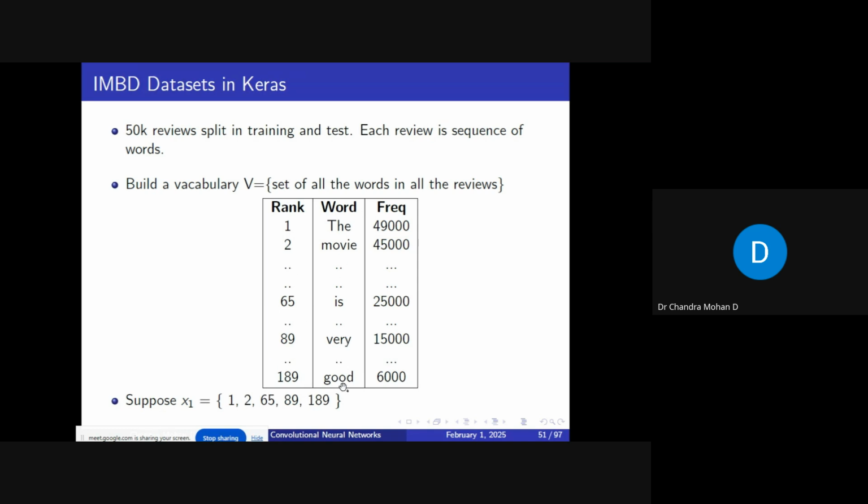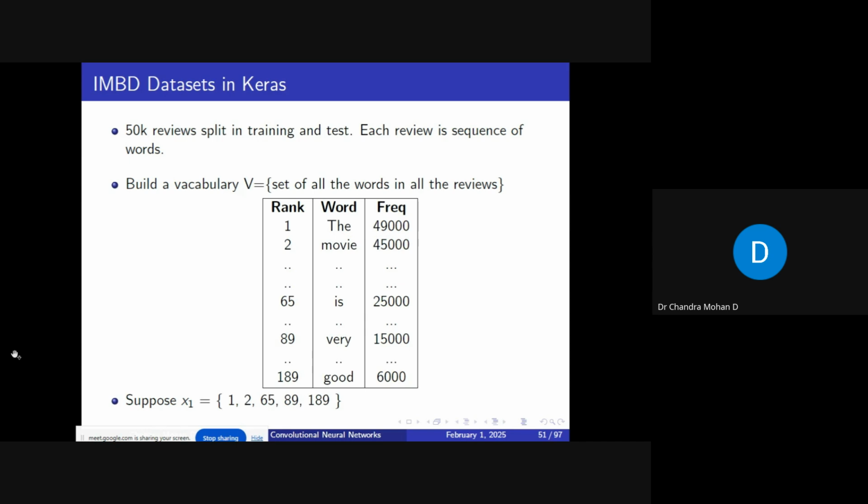Suppose the sentence is: the movie is very good. How can I represent that sentence? Based on the ranks. The top ranked word is 1, movie is rank 2, is is rank 65, very is rank 89, and good is 189. Like this I'll add numbers. So these 5 words only are there. Another sentence may have 10 words, 100 words, or 200 words. To make it 200 length, we put zeros in front.